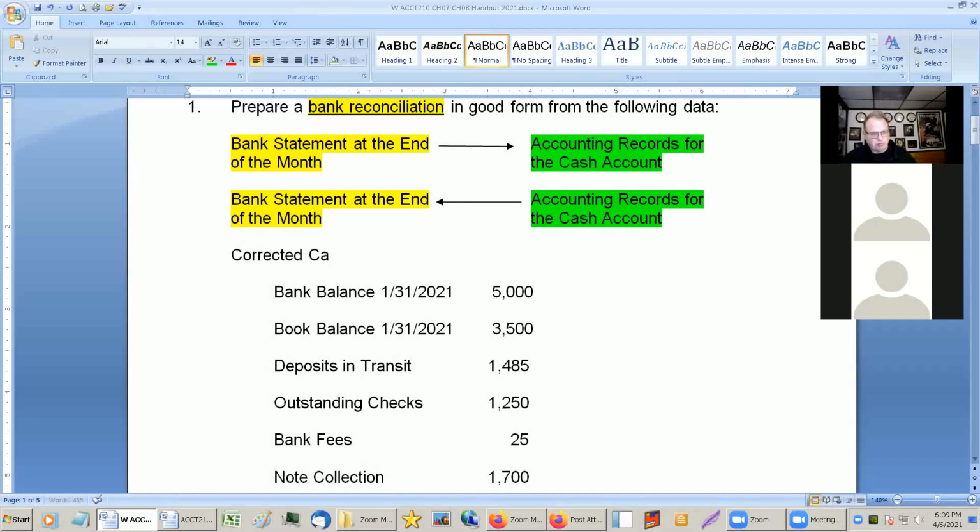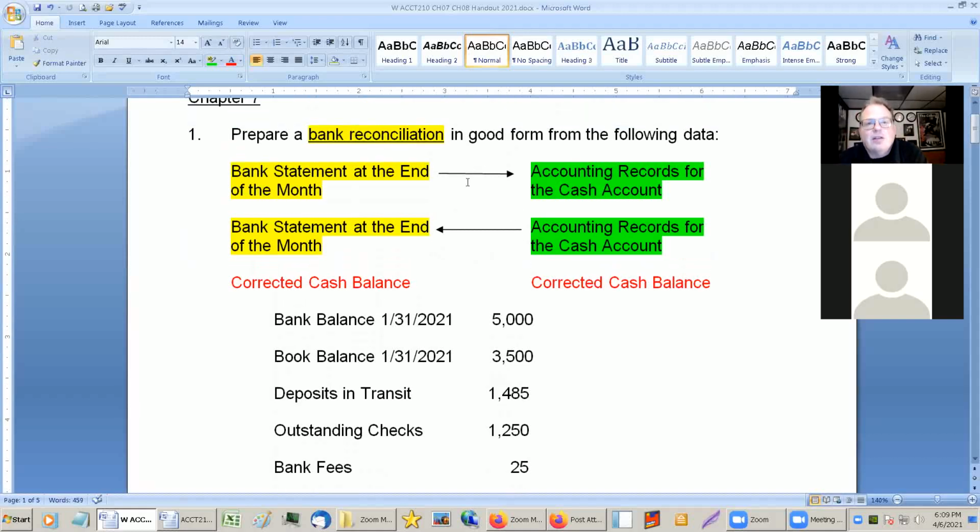Just a cash balance. So you're going to have a corrected cash balance for each side of this. And so that's going to be the reconciliation. These two are going to reconcile. They're going to be the same. So there's going to be some stuff on the bank statement that we don't know, but there's also going to be stuff that we know that the bank just doesn't know, or they didn't know at month end. And so this is what the bank reconciliation is all about.